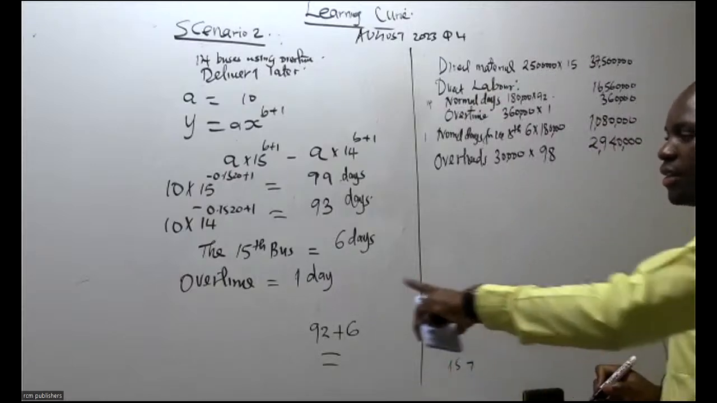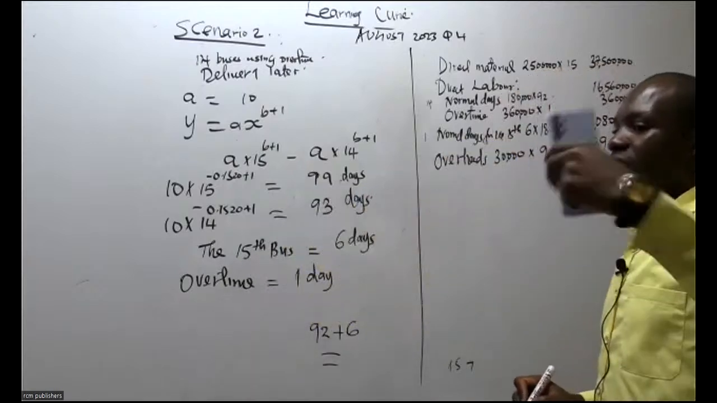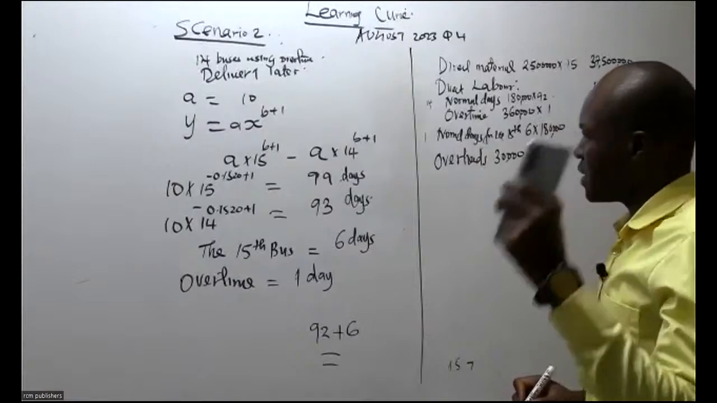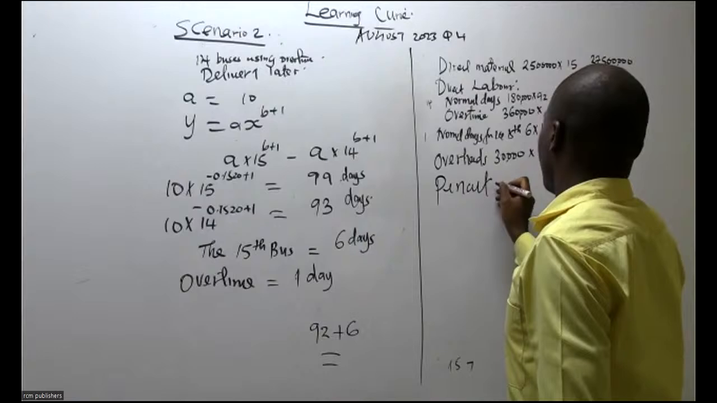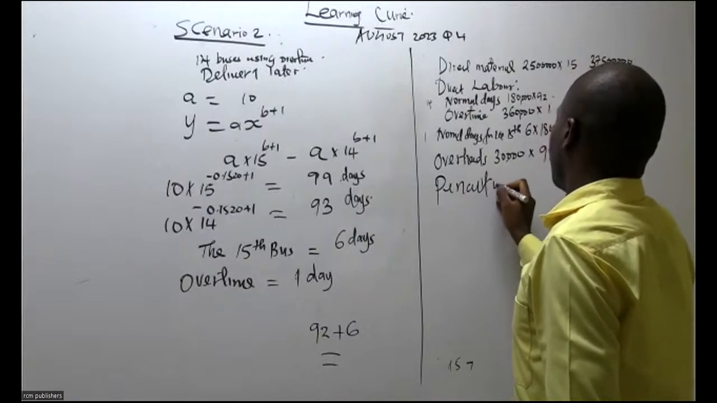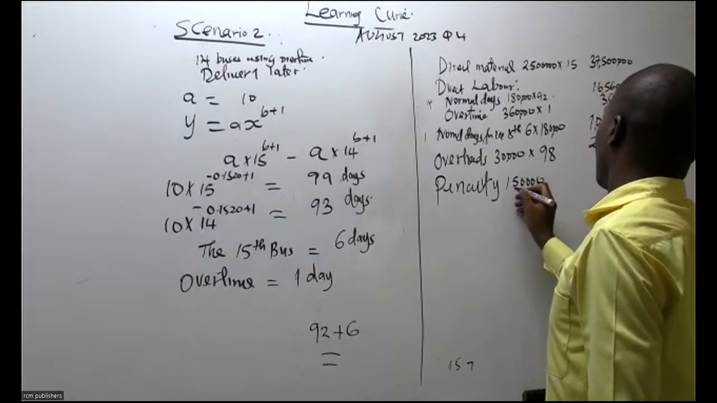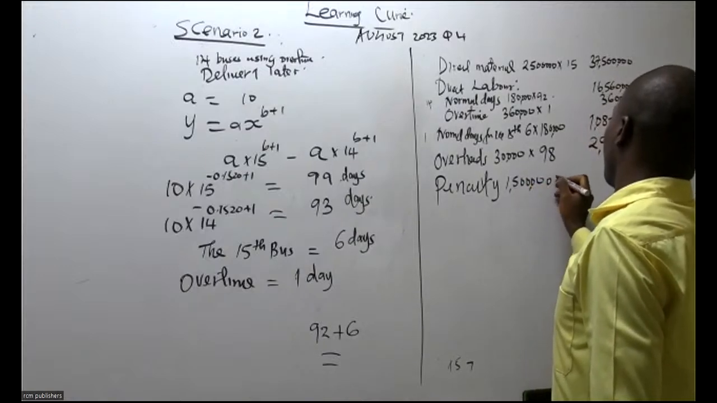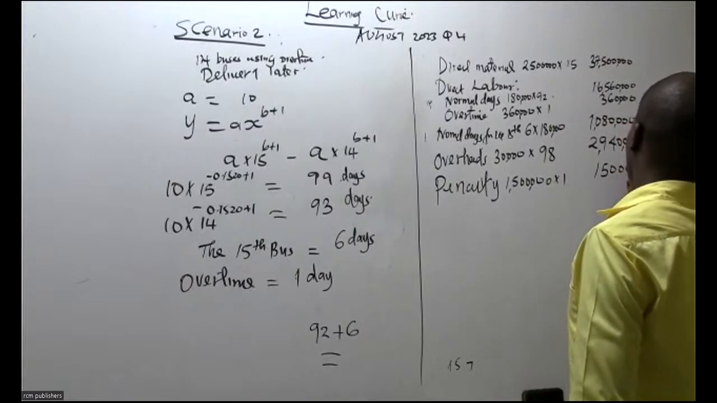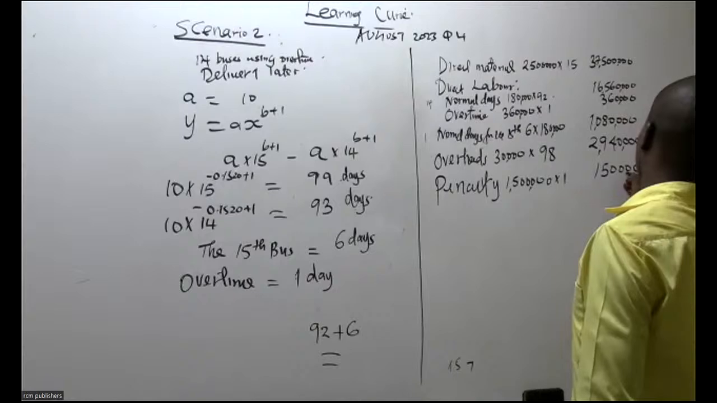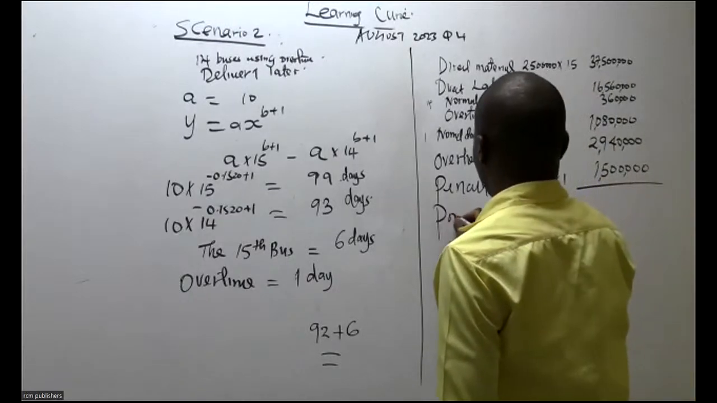Having done that, we should not forget that this one bus was delivered after the deadline. And if you make that mistake, there's a penalty of 1.5 million per bus. They only delivered one bus after the deadline. If you add everything, you should be able to get production cost.